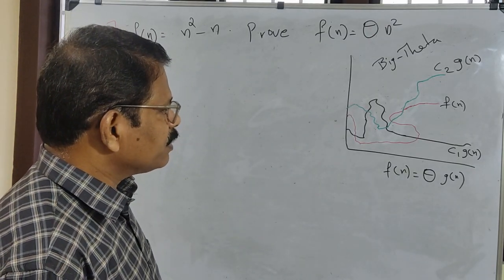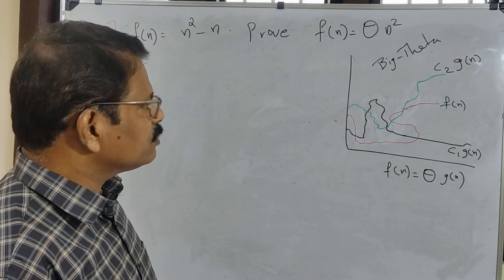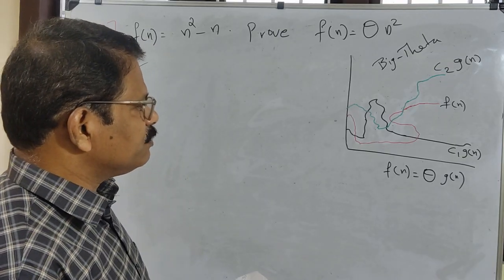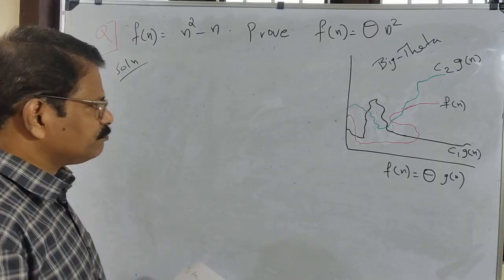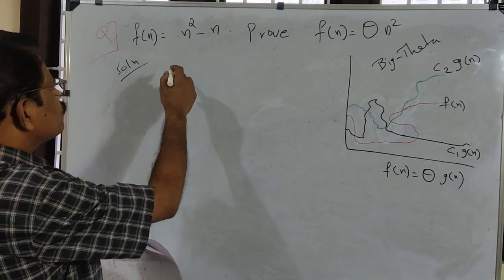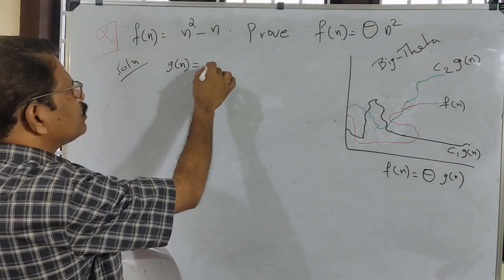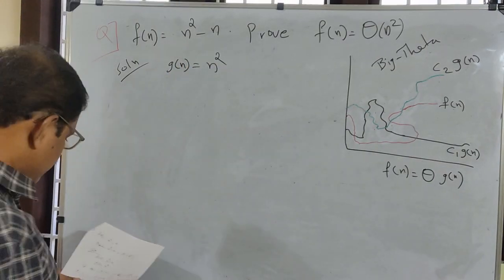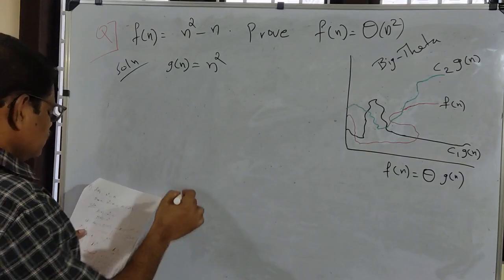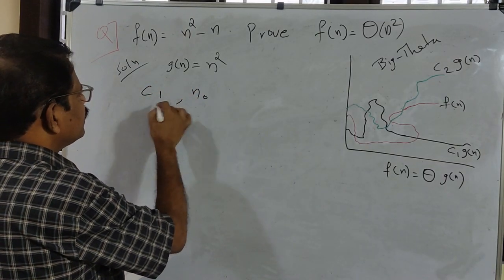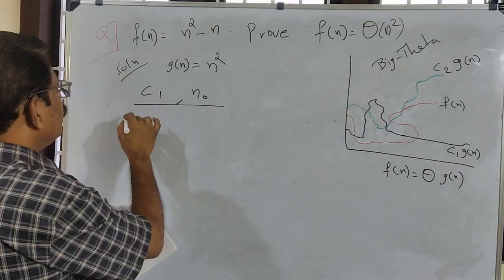For all values of n greater than or equal to n0, c1, c2, n0 are positive constants. F of n and g of n are non-negative functions. Here our f of n is n square minus n. Our g of n is equal to n square. Let us try to calculate c1 and n0. How do we know?